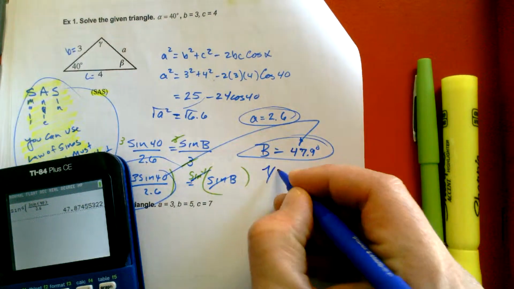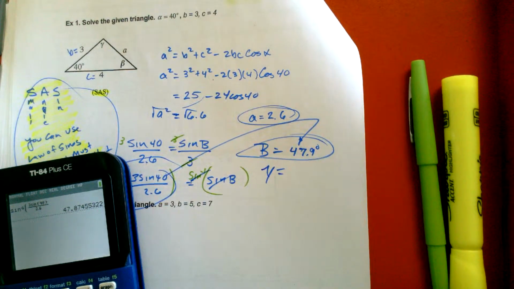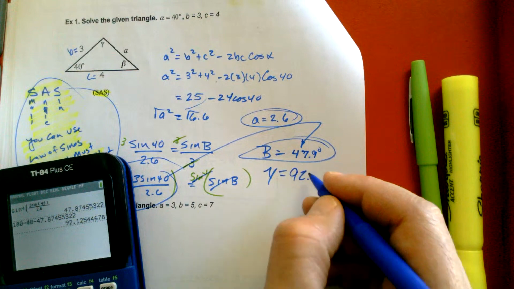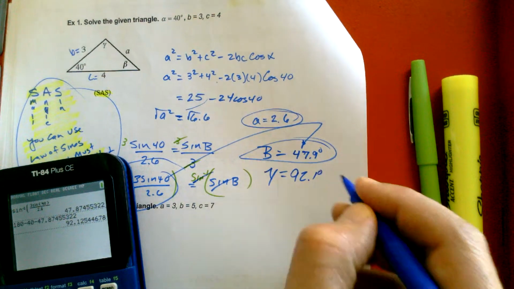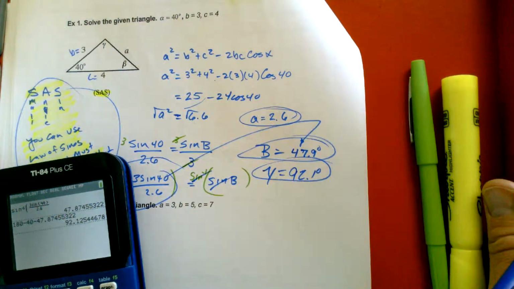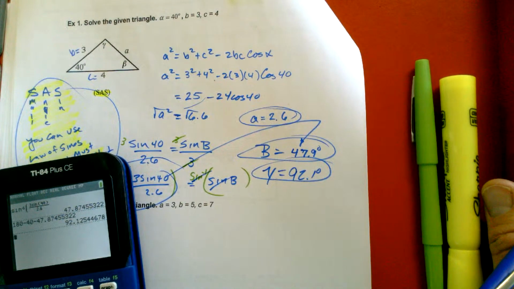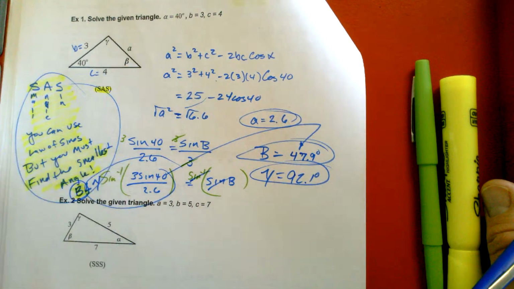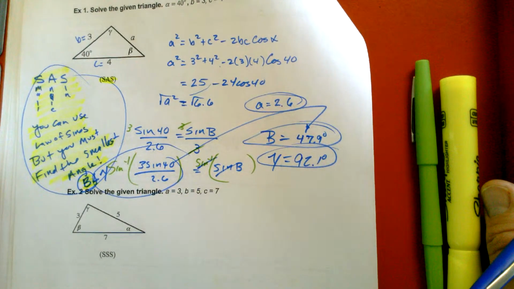Last question is, find gamma, right? And if you go 180 minus the given 40, and then minus what we just found, there's that obtuse 92.1 degrees with that rounded value. Okay. Questions with that? Questions.